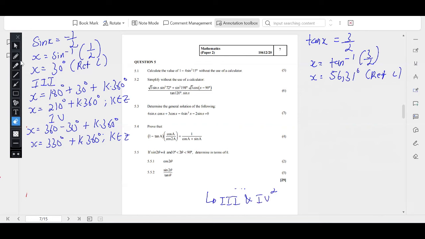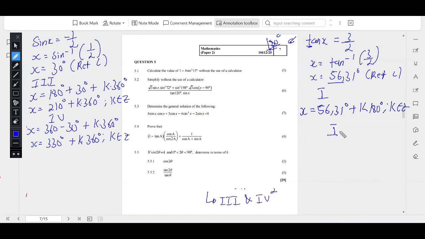When it comes to the first quadrant, guys, do not use 90 minus the reference angle. In the first quadrant, it is exactly your reference angle plus k180. Remember, it's tan. The period for tan is 180 degrees. So in the first quadrant, I will just say x is equal to 56.31 degrees plus k180 degrees, where k is an element of the integers.